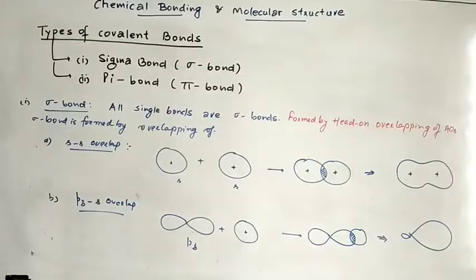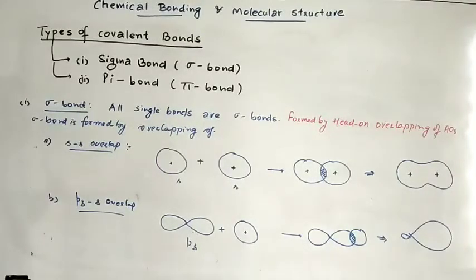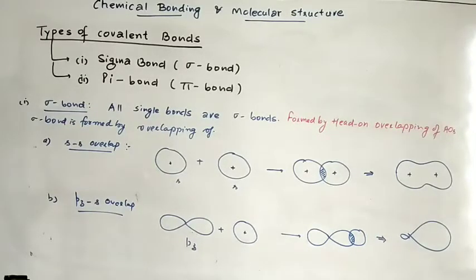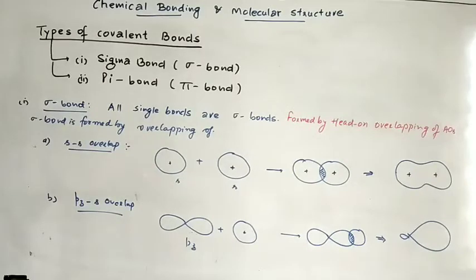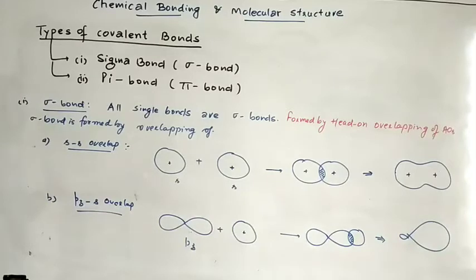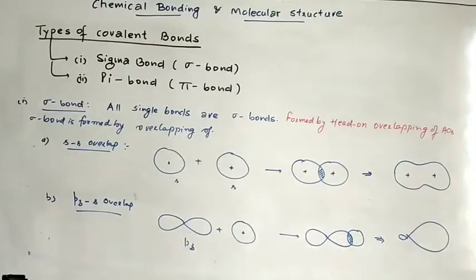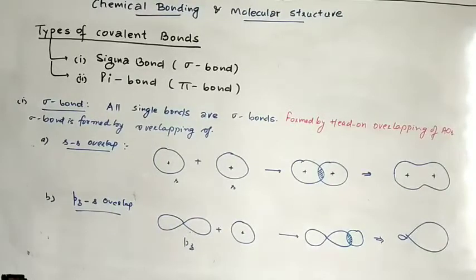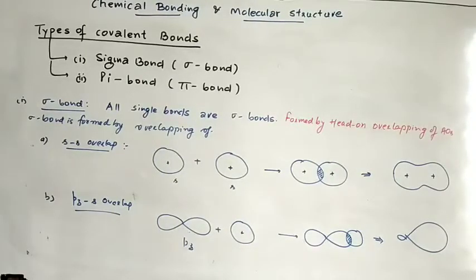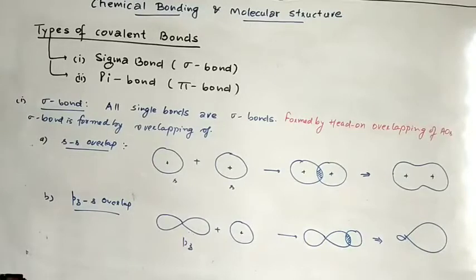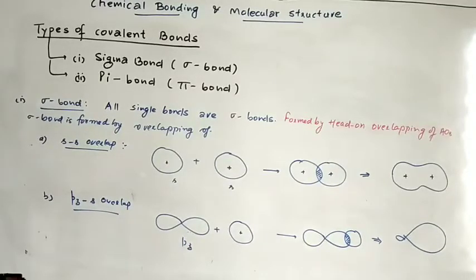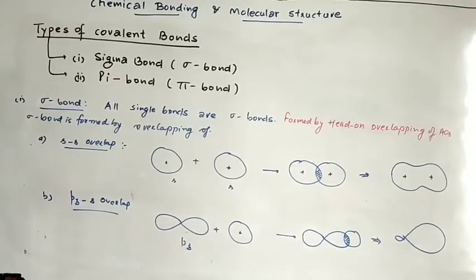Next topic is types of covalent bonds. Depending upon the nature of formation, there are two types of bonds, sigma bonds and pi bonds. This classification of covalent bonds is based upon how they are formed. Sigma bond and pi bond. Sigma bond is generally formed by head-on overlapping of atomic orbitals, and all the single bonds are sigma bonds.